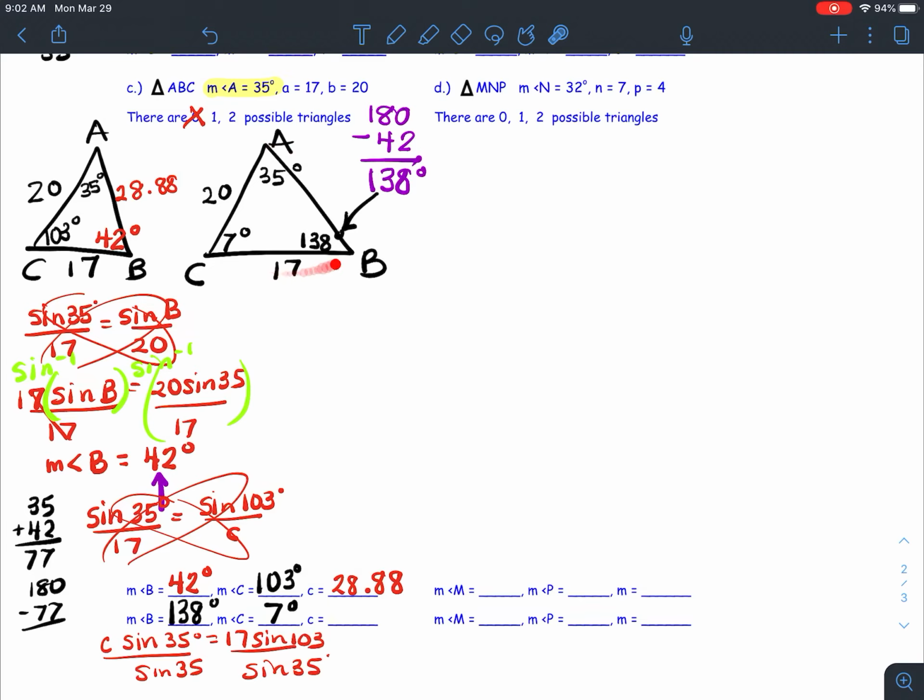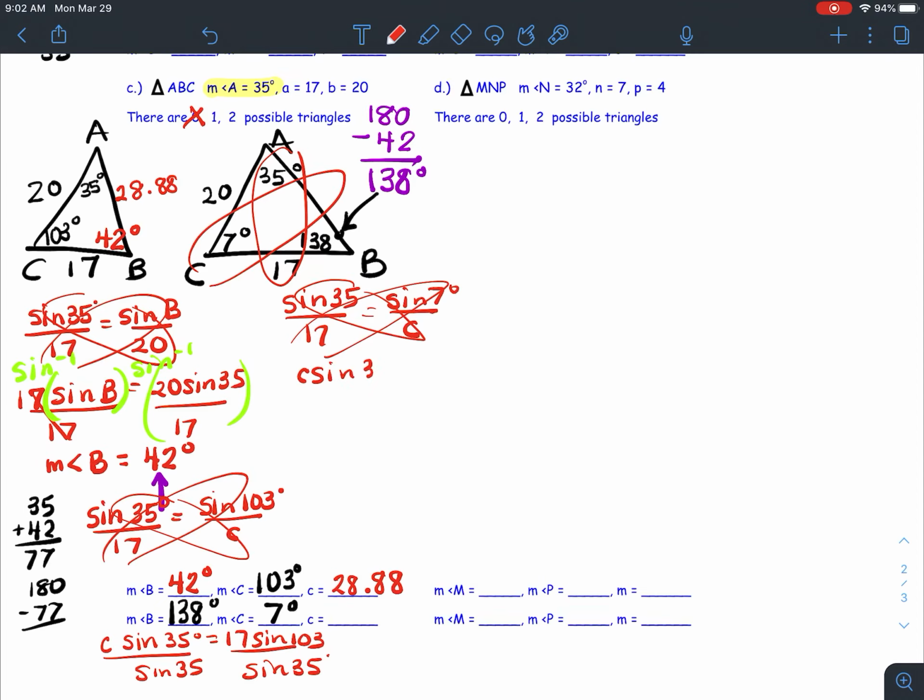Now I have to come back to my second triangle. I also have to find side C in my second triangle. So I'm going to do sine of 35 over 17. I'm going to use that, and I'm going to set it equal to sine of 7 degrees over side C. These are the longest problems when there are two triangles because you have twice the amount of work to do.